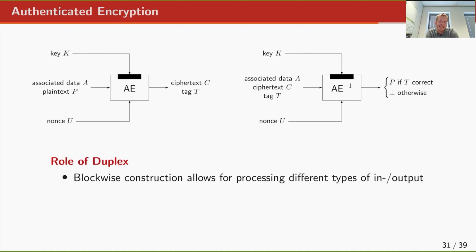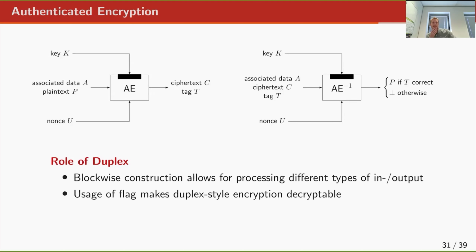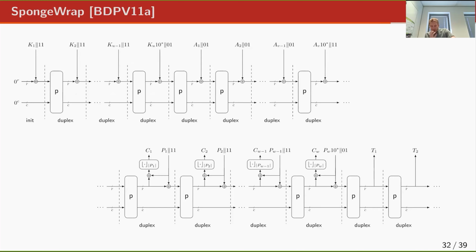The cool thing of this duplex is that it allows to process different things in a different way. You can use a duplexing call for absorbing associated data, a duplexing call for encryption, and a duplexing call for tagging. And the flag makes it decryptable. If you think about permutation-based authenticated encryption, there is the seminal SpongeWrap construction from 2011. When the duplex was introduced, they also introduced the SpongeWrap. It's an important design, but looking back at all we know about the duplex now, there are some weird things.